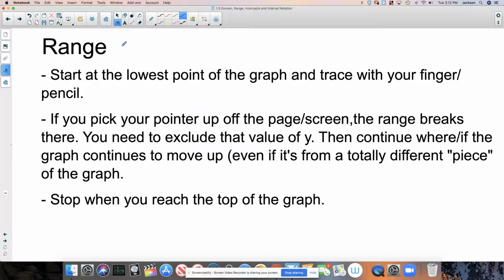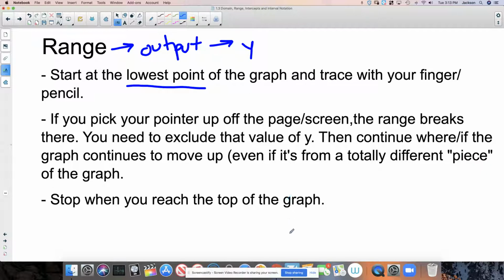Range is similar, but range is a set of output values. And because it's a set of output values, we're not looking left and right, we're looking up and down. So we're looking at our y values. So instead of starting all the way on the left, we're starting at the lowest point and tracing. Now, again, if we pick our pointer off the page or off the screen, the range breaks. We need to exclude that. Then continue again if the graph continues somewhere else, even if it's on a totally different piece of the graph.